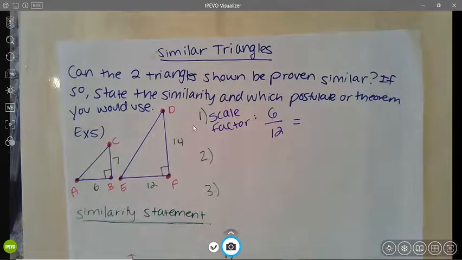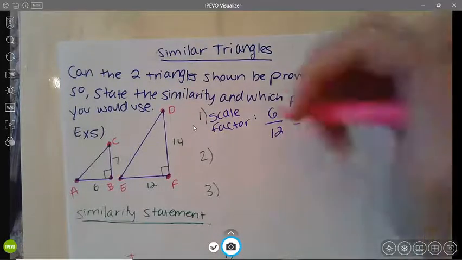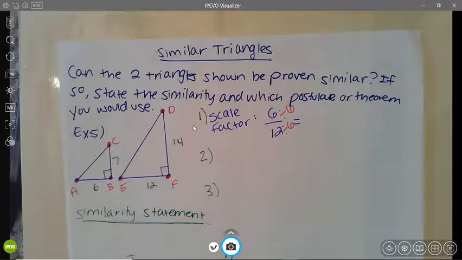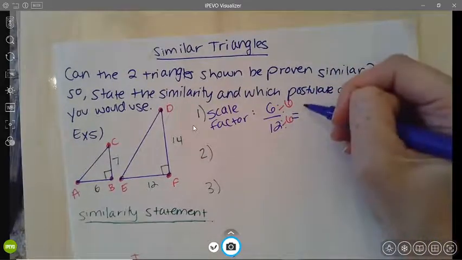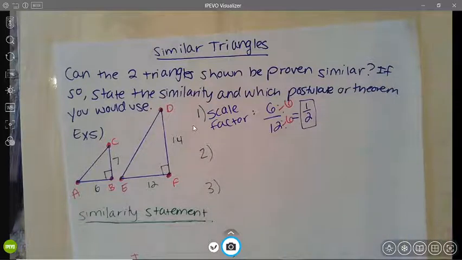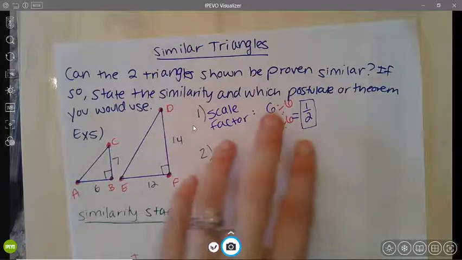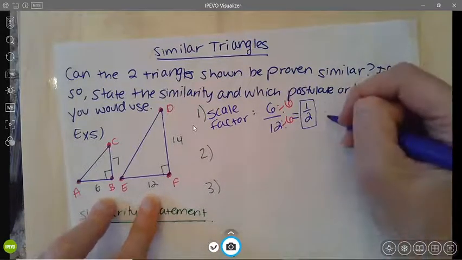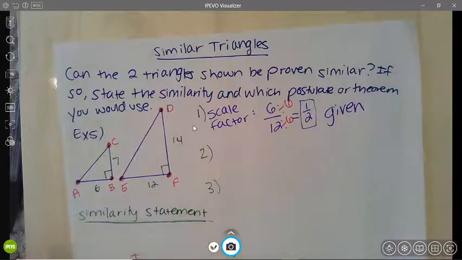Which will reduce down to, do you guys know a number that will divide into 6 and 12? You guys are so smart. It is 6. I can divide both of these by 6. So 6 divided by 6 is 1, and 12 divided by 6 is 2. So my scale factor is 1/2. And again, if I'm going to give a reason, it's because I know that the scale factor is 1/2 because these are the values that they gave me. So this is also because of the given. I know that's my scale factor for these 2 sides because they were given to me. Okay, so I have a side.